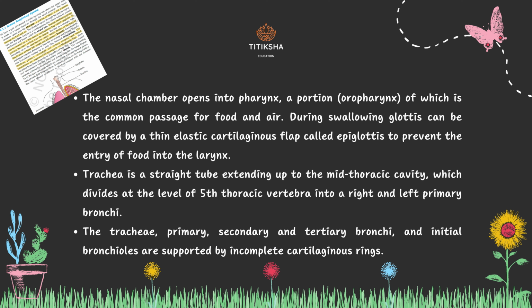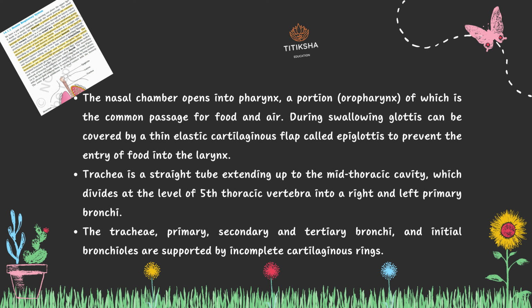During swallowing, the glottis can be covered by a thin elastic cartilaginous flap called epiglottis to prevent the entry of food into the larynx. Trachea is a straight tube extending up to the mid-thoracic cavity, which divides at the level of the fifth thoracic vertebra into a right and left primary bronchi. The tracheae, primary, secondary and tertiary bronchi, and initial bronchioles are supported by incomplete cartilaginous rings.